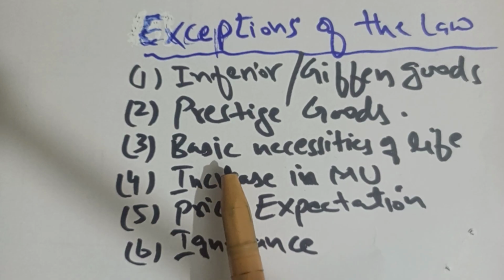Number 3, the commodities which are related with the basic necessities of life.